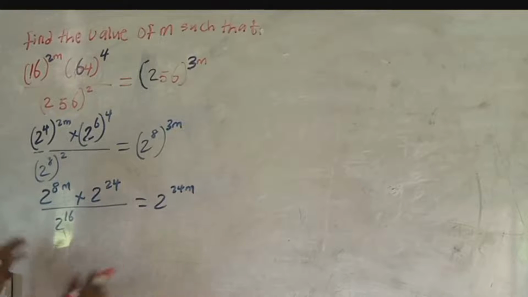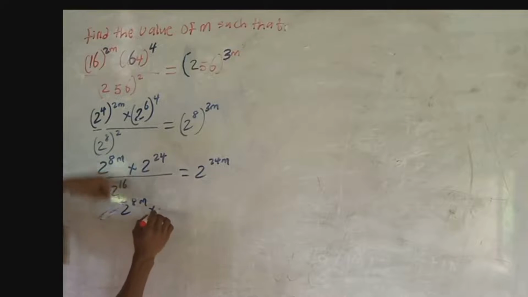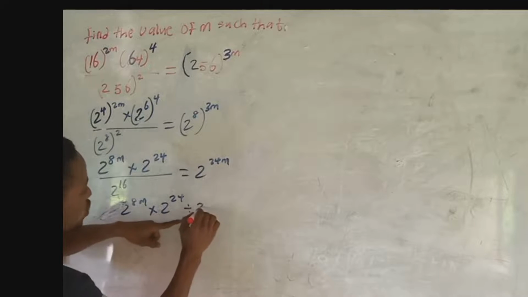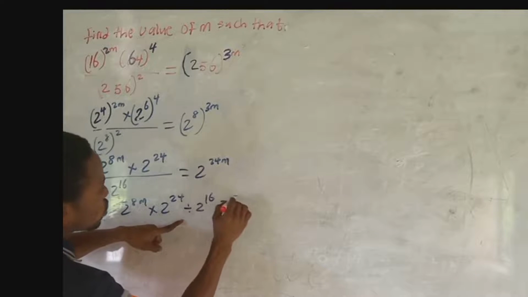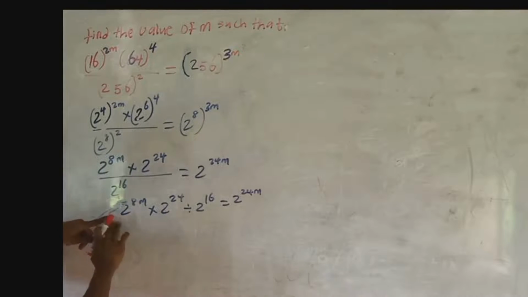Okay, let me first break it down. So we have 2 raised to power 8m, multiplied by 2 raised to power 24, divided by 2 raised to power 16, equal to 2 raised to power 24m. So in this place now, I'll make it what?